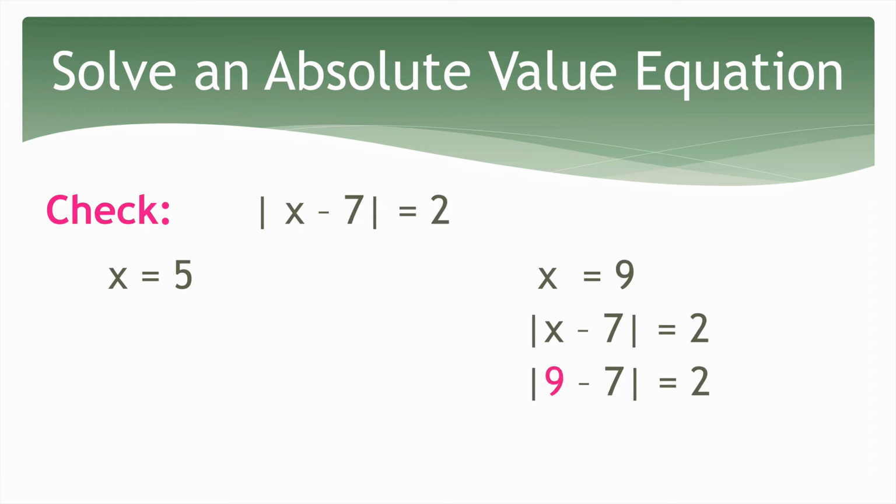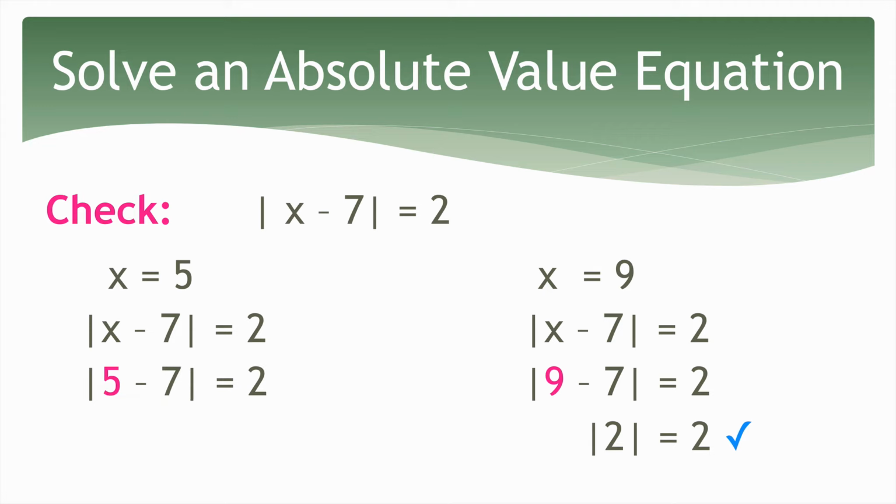If we substitute 9 in for x, we get a true sentence. This is when the quantity is positive. Now what happens if I substitute 5 in? Oh, I get an absolute value of -2. If you take the opposite of -2, you get 2. So this is a true sentence also. So both x equals 5 and x equals 9 make this absolute value equation true.